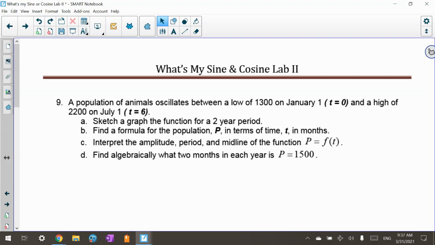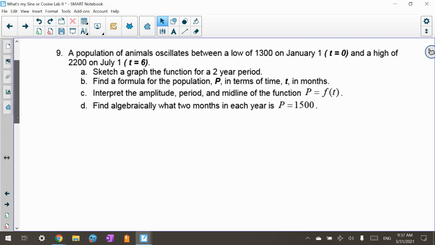per each. So this one says a population of animals oscillates between a low of 1,300 on January 1st, when time is 0, and a high of 2,200 on July 1st, when time is 6. Sketch a graph of the function for a 2-year period, find the formula, interpret the amplitude, period, and midline, and find algebraically what 2 months in each year the population is 1,500. So let's start with A.